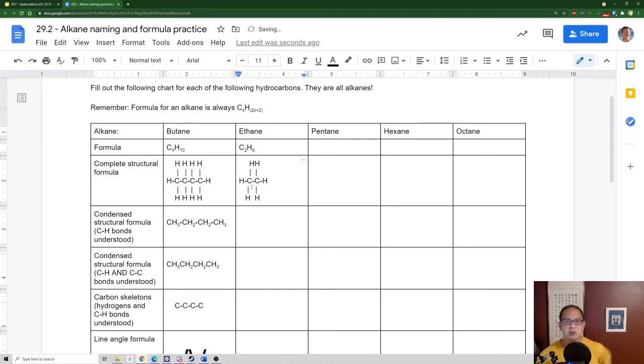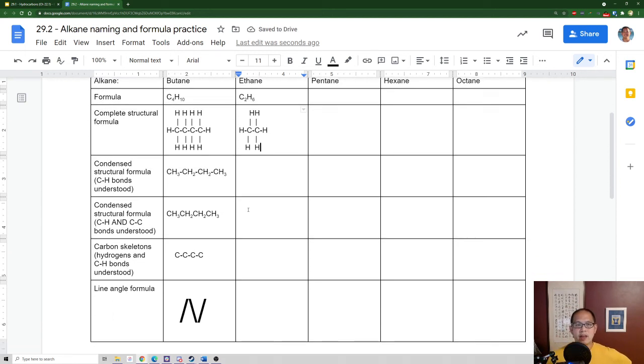So then I have C2H6 here, right? And then using this C4H10 as an example, go ahead and fill in the rest of that. That's what you're going to be doing. You know what? I'll do ethane with you guys right now, and then I'll delete it before I give it to you. Okay, so ethane, C2H6.